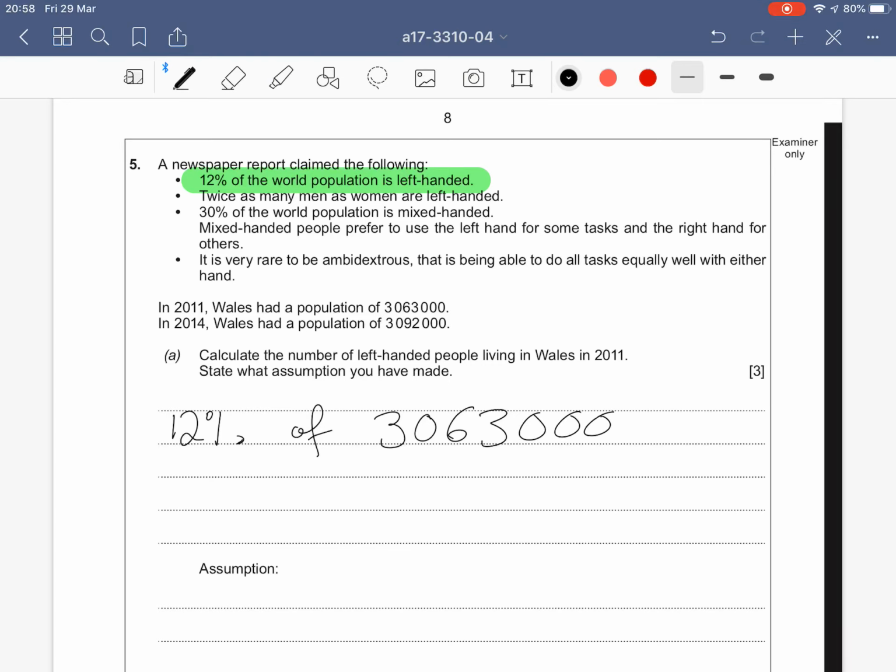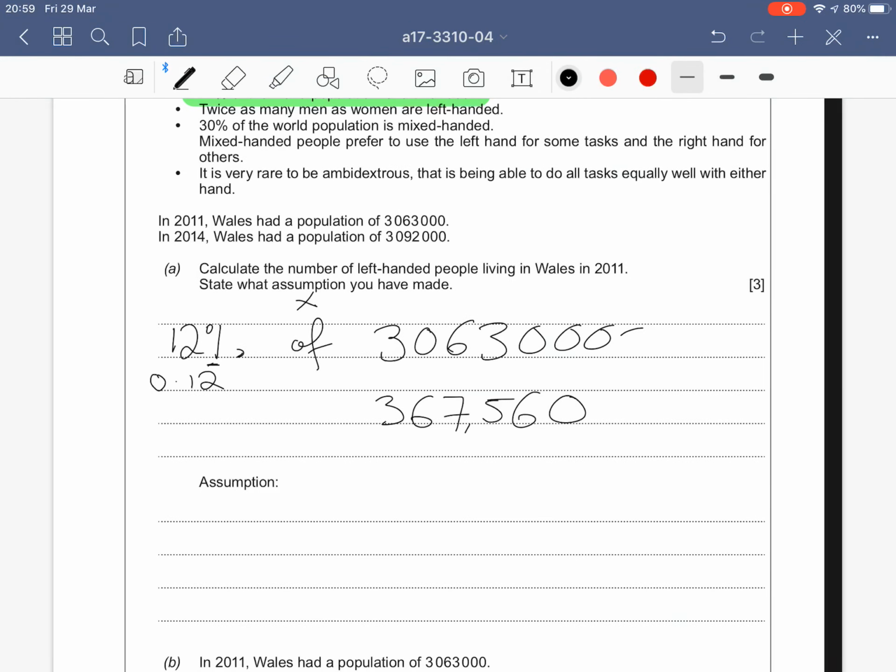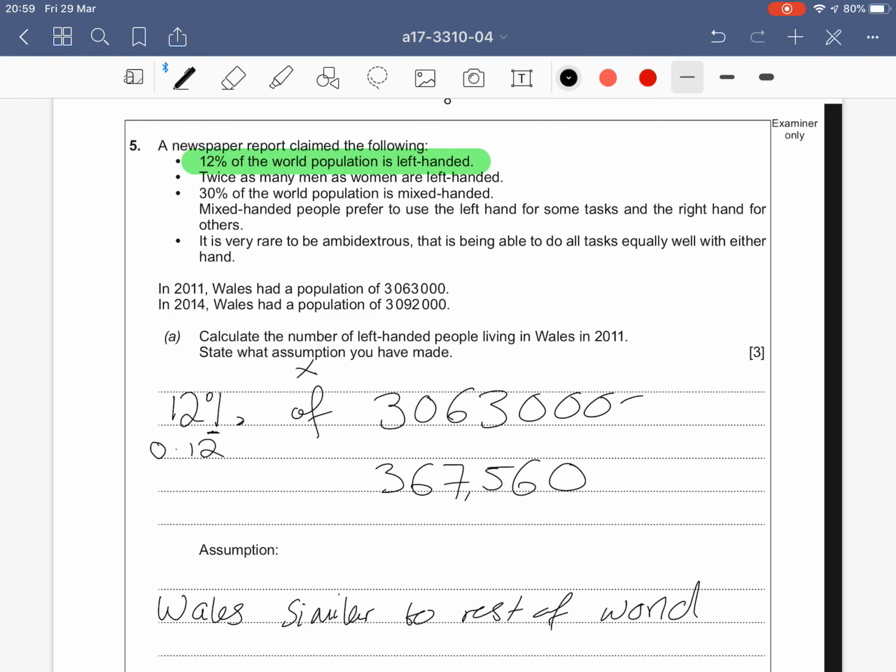3,063,000. So on your calculator, you want 12% times that number. You can do the percentage button, or if you don't know that, you can do 0.12 times it, and you should get 367,560. And the assumption is that Wales is similar to the rest of the world, because they've said world, but then they've asked for Wales, so we're assuming that Wales is going to be the same as the world.